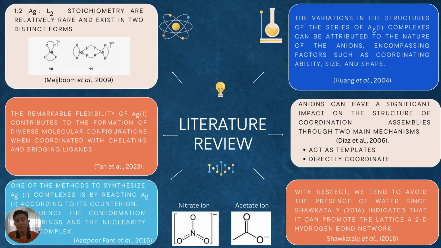Anions can have a significant impact on the structure, and therefore it can form assemblies through two main mechanisms, which is the anion acting as a template or directly coordinated to the silver metal. With respect to this, we tend to avoid the presence of water, since Shaukatali indicated that it can promote the lattice to a two-dimensional hydrogen bond network.